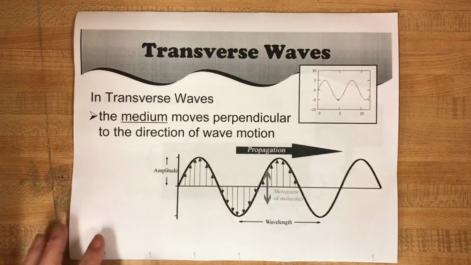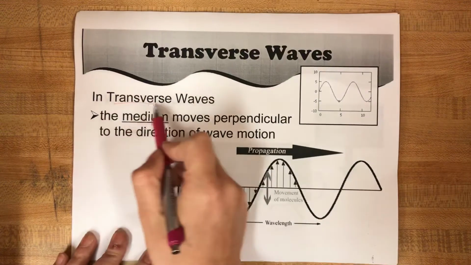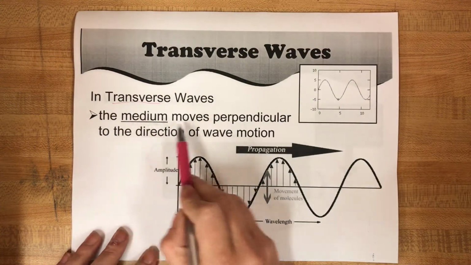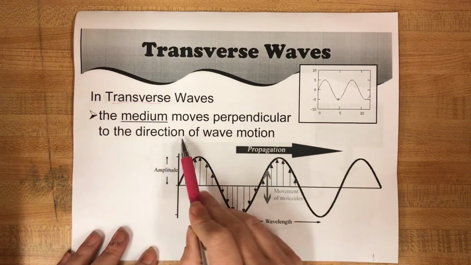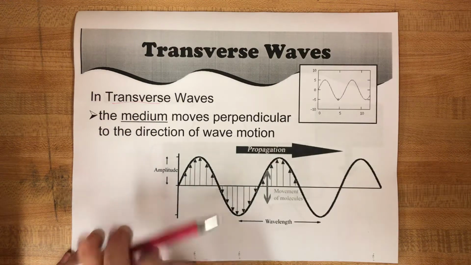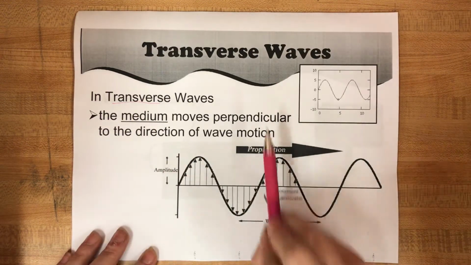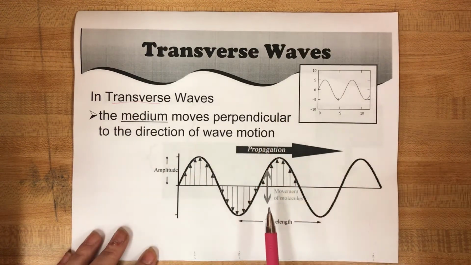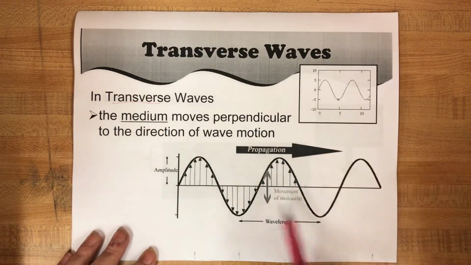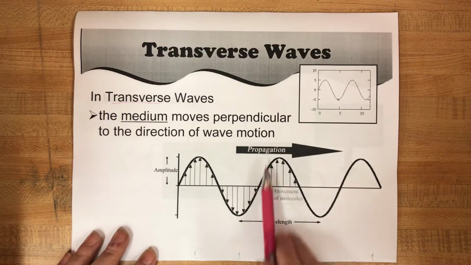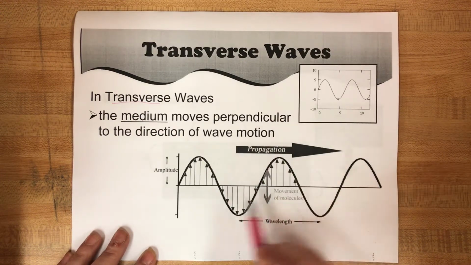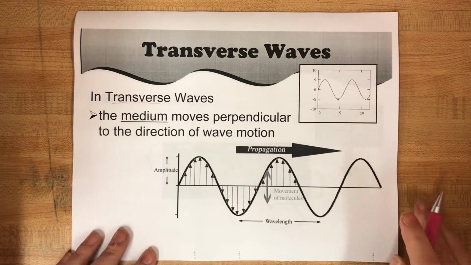Now the first type of wave is called a transverse wave. Okay? Transverse wave. This means that the medium moves perpendicular to the direction of the wave motion. So what it means, the wave is going this way, but the material is actually going up and down. Okay? So the wave is going that way, but the material itself is just simply going up and down. This point right here just goes up and down as the wave moves along the material.